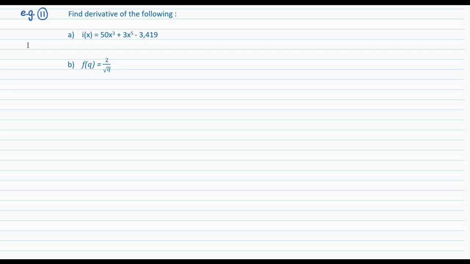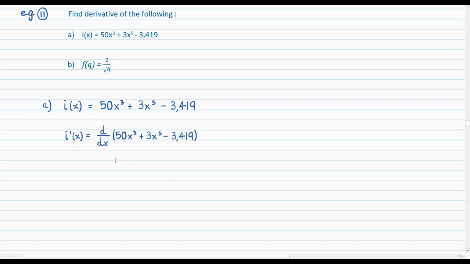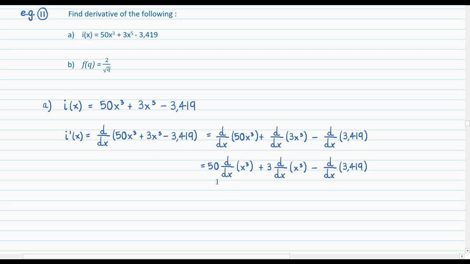For part A, you need to differentiate the function I of x equals 50x cubed plus 3x to the power of 5 minus 3,419. So I prime x equals the derivative of this whole function, which equals the derivative of 50x cubed plus the derivative of 3x to the power of 5 minus the derivative of 3,419. Then we can take the coefficients out, giving 50 times the derivative of x cubed plus 3 times the derivative of x to the power of 5 minus the derivative of 3,419.